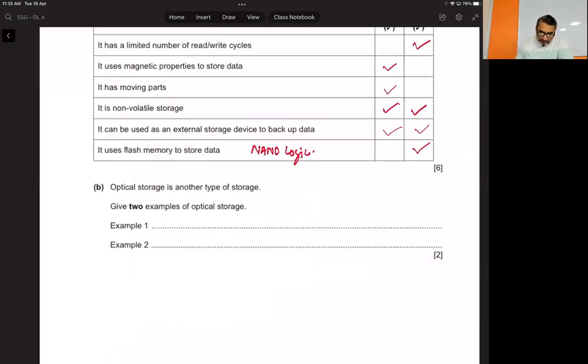Optical storage is another type of storage. Give two examples of optical. So we have CD drive, DVD drive, and Blu-ray. Remember, Blu-ray does not have an E in the blue. It's just Blu-ray, B-L-U-R-A-Y.